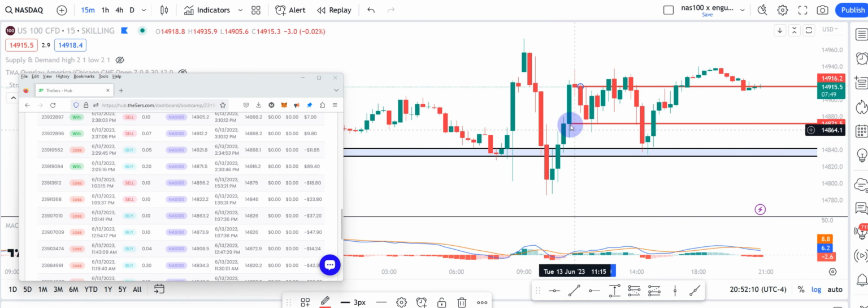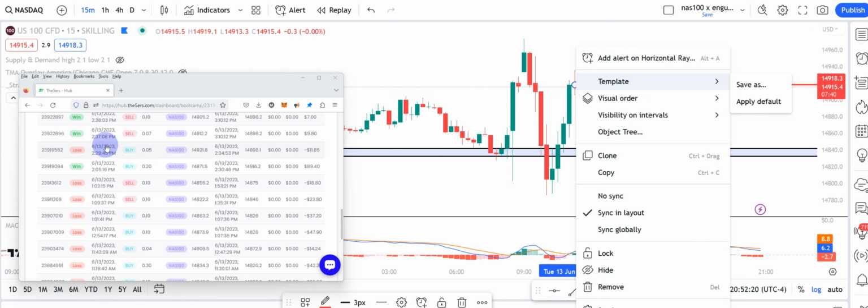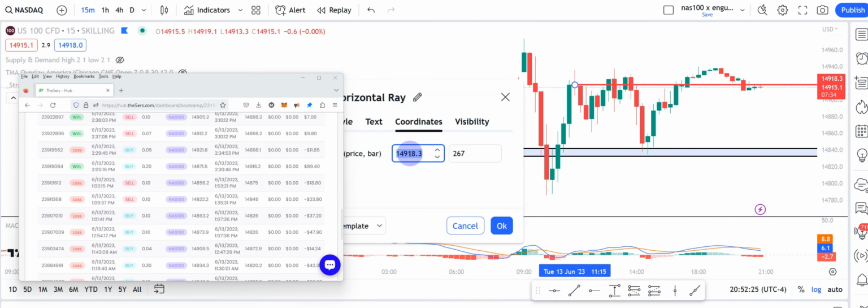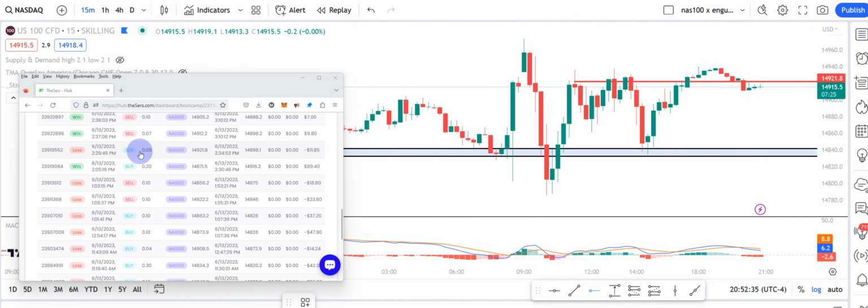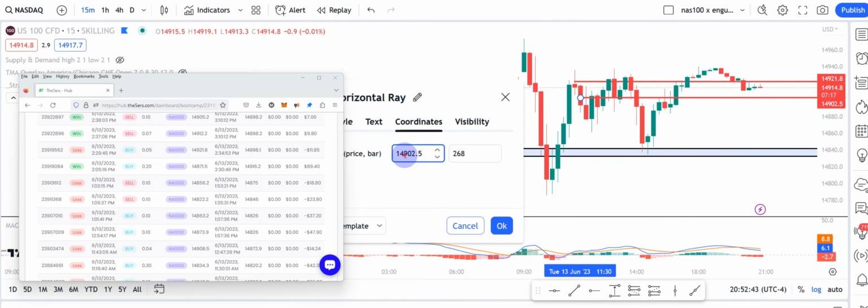And then the next trade was at 11:15. So at 11:15, I entered to the buy side at 14,921.8, and then I got stopped out at 14,898.1.